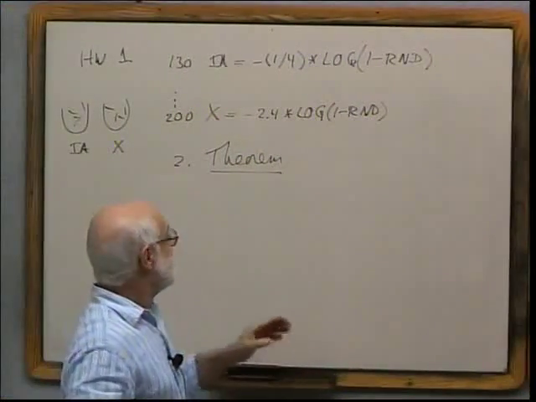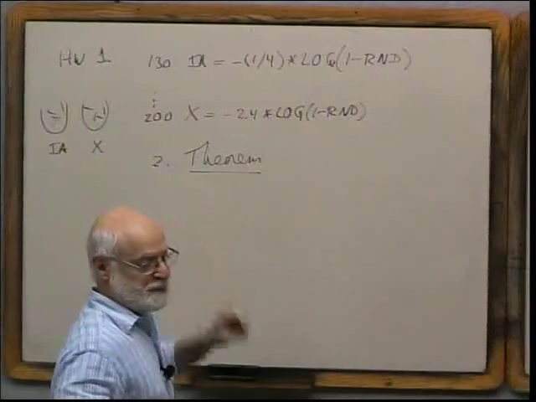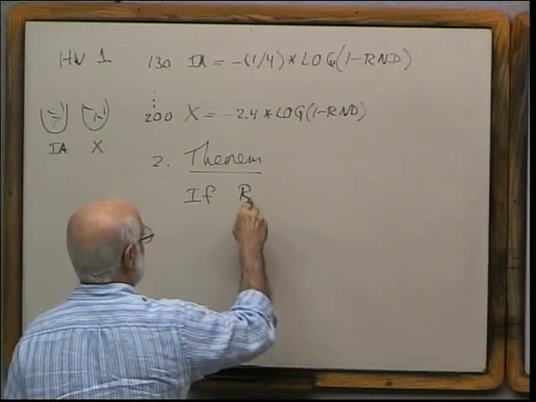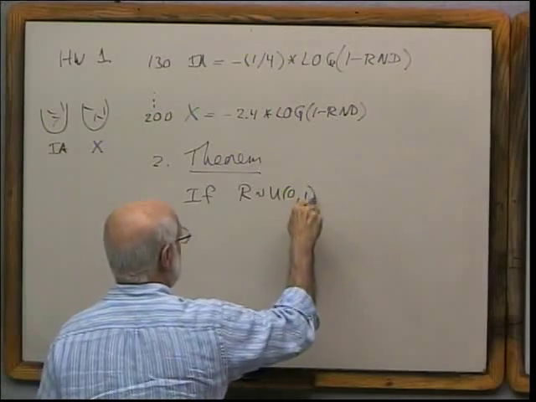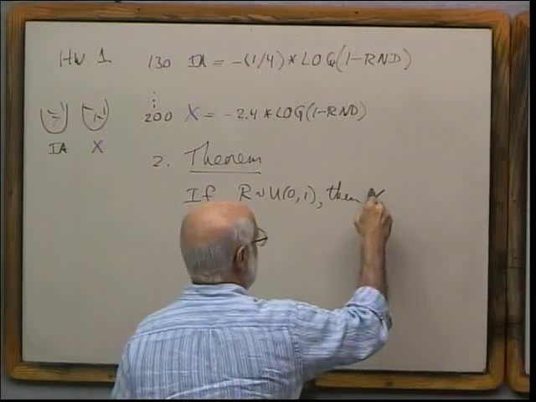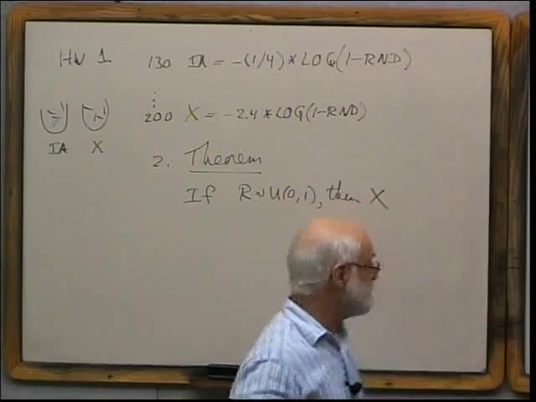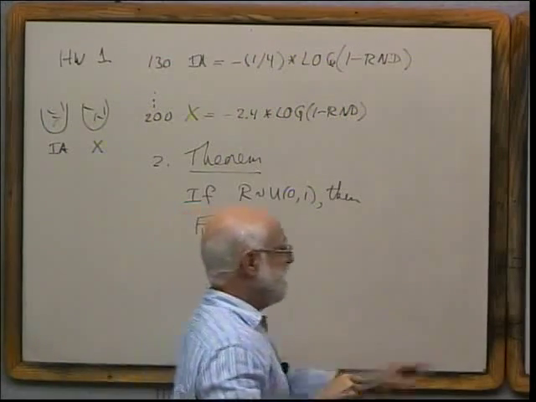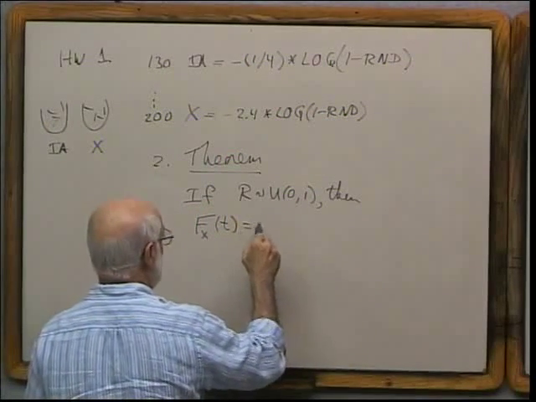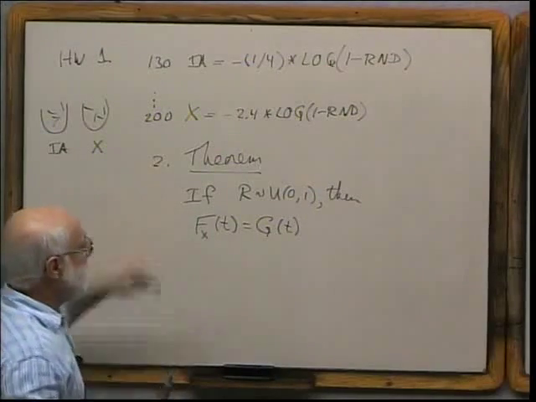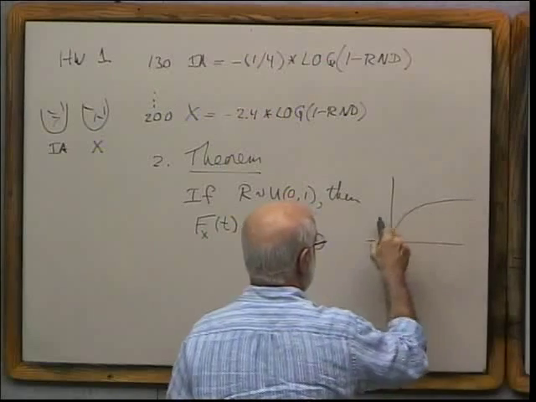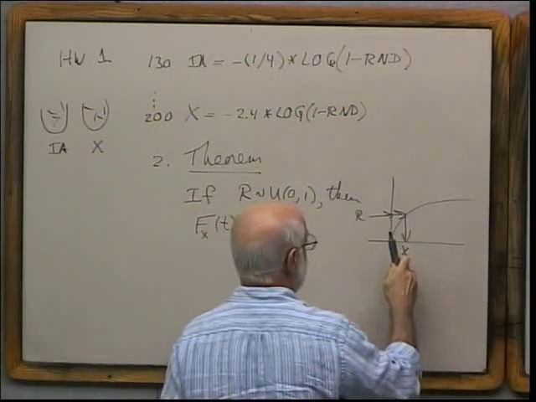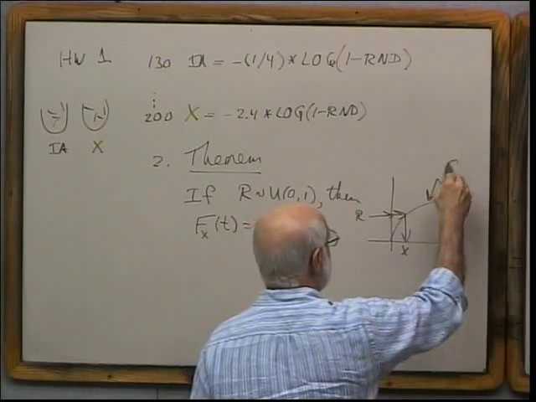Okay, so here's where we are. There's our algorithm. Here's the theorem. The theorem says, if the R that I drew on the board over there is uniform 0, 1, then the distribution function of the random variable X that I get by making this projection, F sub X of t, will be G of t. In other words, when I make my projection, there's my R. If the R's are uniform 0, 1, then the X's that result will have as their distribution function whatever happens to be the formula for that curve.